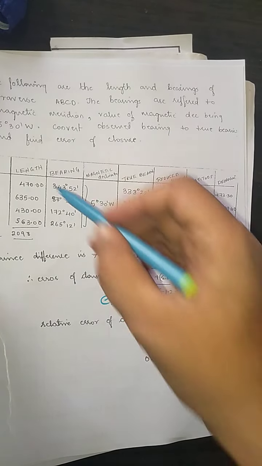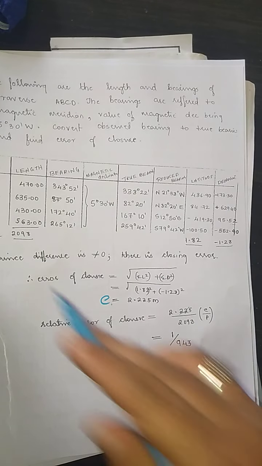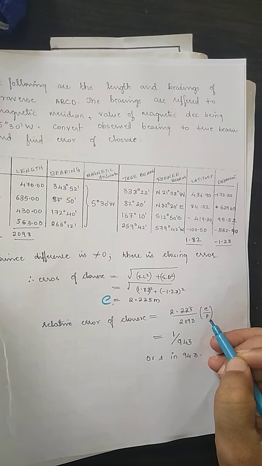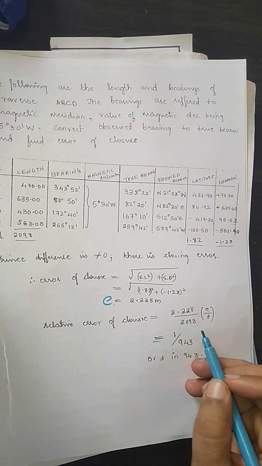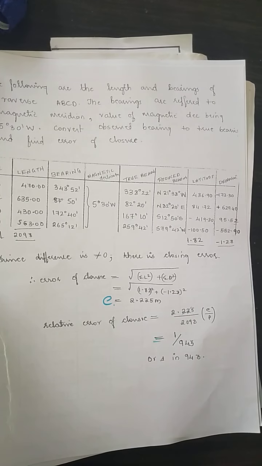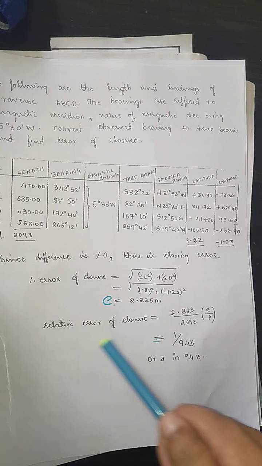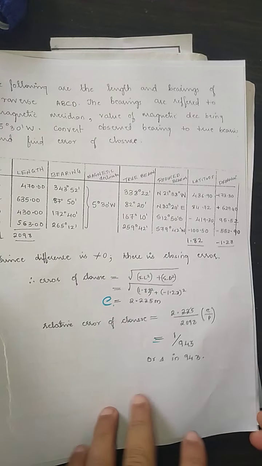Now the total perimeter, how can you get it? By adding all these lengths. After having this closing error and the perimeter, you get the answer, the relative error of closure. So this is how we have solved the problems on the transit and Bowditch rule.